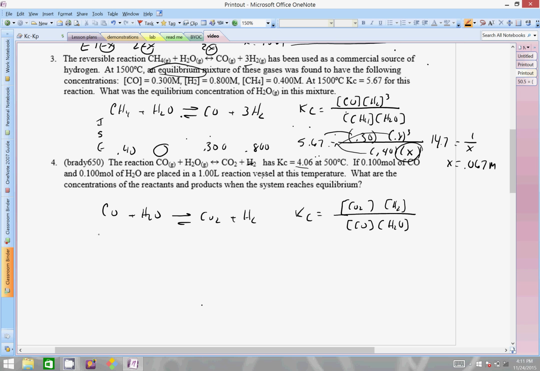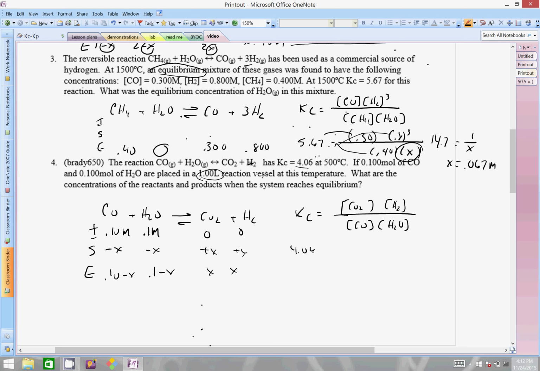If 0.1 moles of CO, so initial 0.1 moles, and it's in a 1 liter container, so we're going to just go right to moles per liter, and 0.1 moles of this. CO2 is not provided, and neither is the H2, 0, 0. As I attempt to attain equilibrium, I will lose x of this, lose x of this, gain x, and gain x. So 0.1 minus x, 0.1 minus x, x, and x.